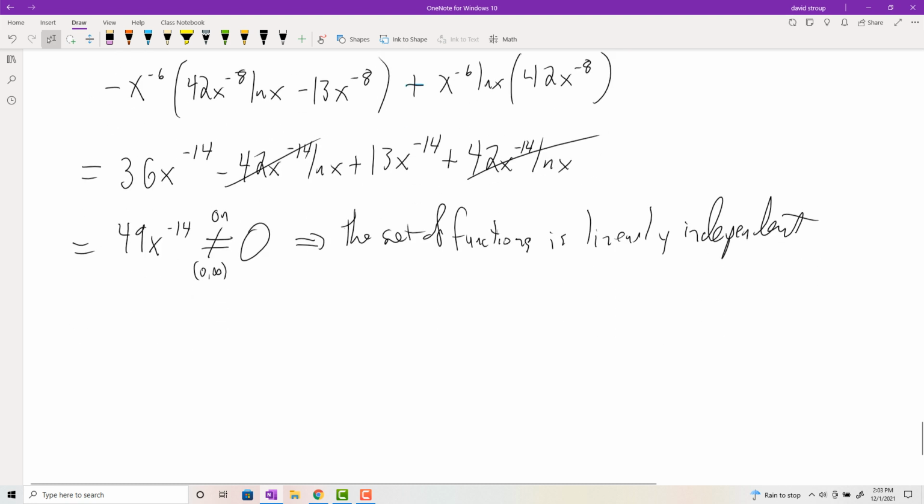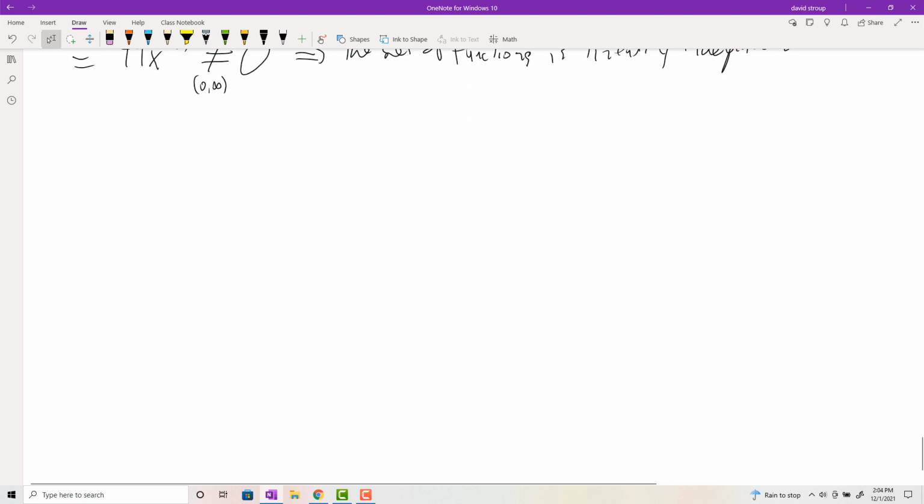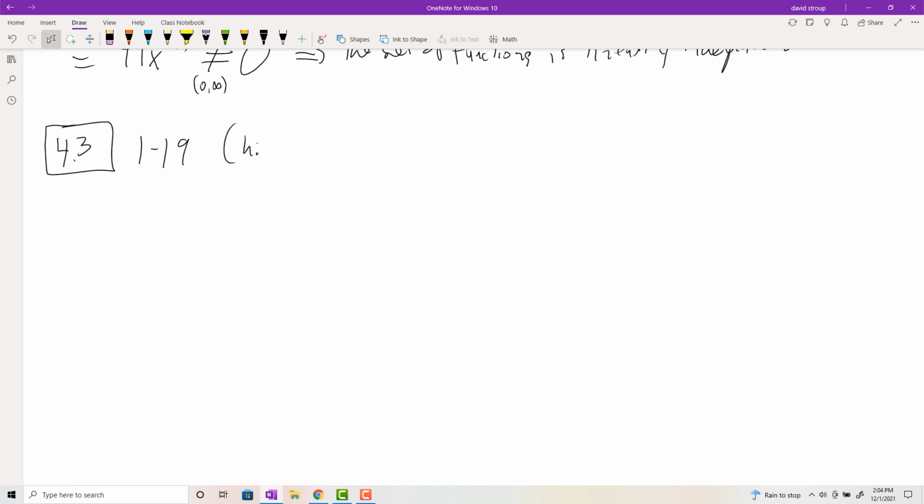Let's move on to 4.3, and now we're dealing with higher order differential equations, linear differential equations with constant coefficients. And this is where I'm going to expand on what we did on the test. I'm going to include higher order, so make sure you can do synthetic division if you need to.